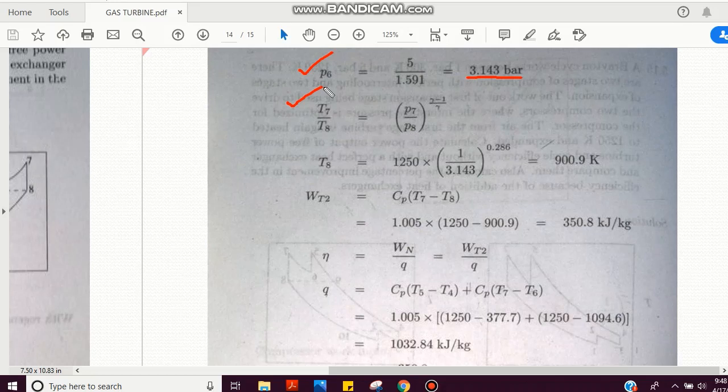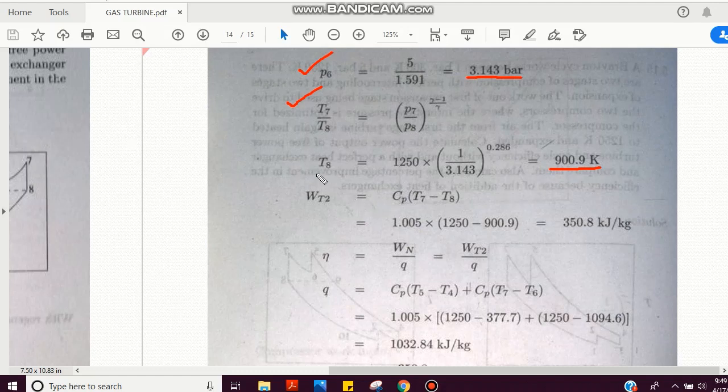Again the process 7 to 8, the second stage of turbine expansion, second turbine: T7 by T8 equals P7 by P8 to the power gamma minus 1 by gamma. So the T8 value becomes 1250 into 1 by 3.143 to the power 0.286. So the value of T8 becomes 900.9.